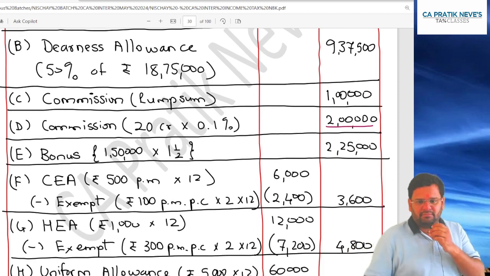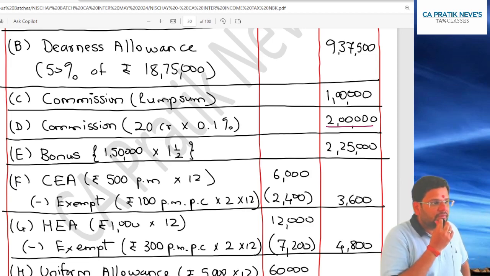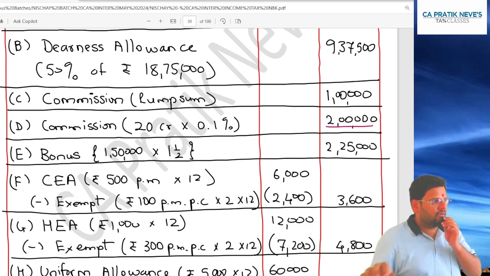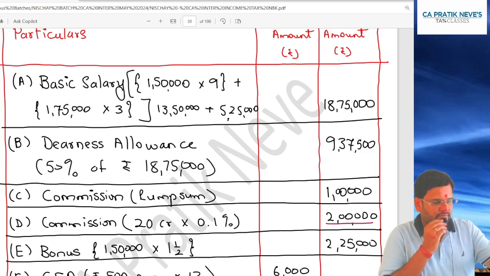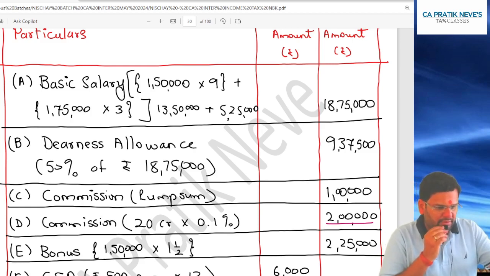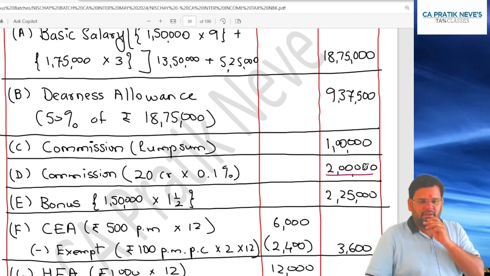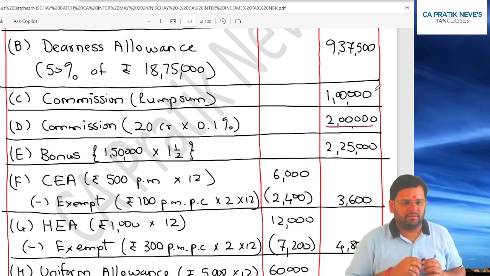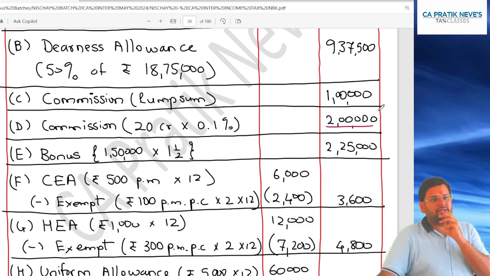Go for commission, lump sum 1 lakh. Any doubt? Have I done wrong? 1 lakh 50,000 into 9, and then it increased to 1 lakh 75,000 for 3 months. In my opinion, it is correct. Check your calci. Correct. Commission lump sum 1 lakh. Commission: 20 crore into 0.1%, 2 lakh. On 20, take 7 zeros.